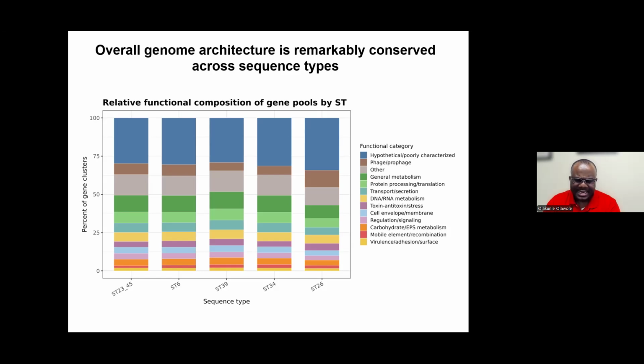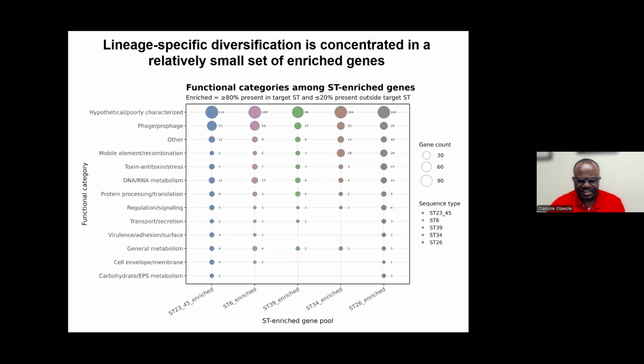So this led us to ask which specific genes distinguish one sequence type from another. Although the overall genome architecture was conserved, each lineage possessed a relatively small set of lineage-enriched genes that distinguish it from the others. And now looking at this here, we're going to see that most lineage-enriched genes were associated primarily with hypothetical proteins, like we saw in the previous slide, and also phage or prophage enriched genes.